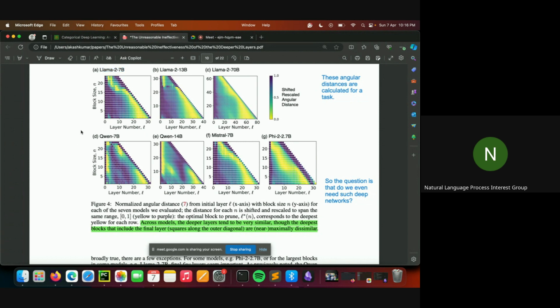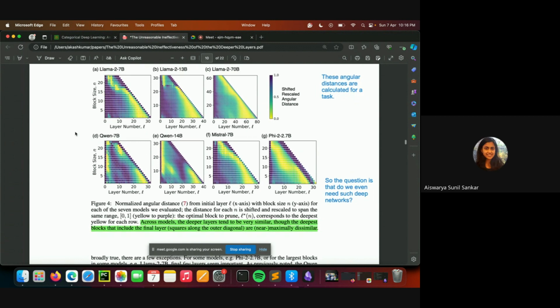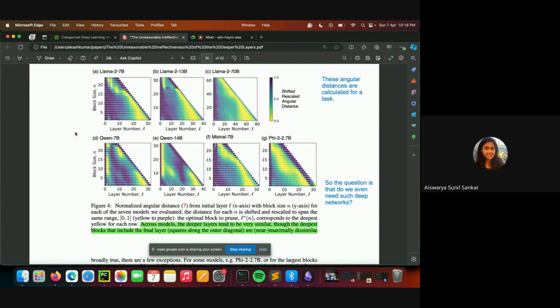And still sort of get similar performance, because the angular distance between layer 20 and 30, not exactly, but layer 22 to let's say 29, is quite similar. So the performance does not decrease. This is the angular distance between the weights, right? Between the output after each layer.